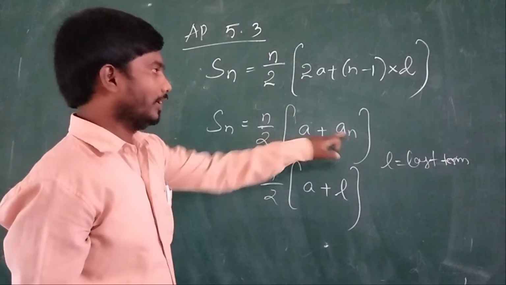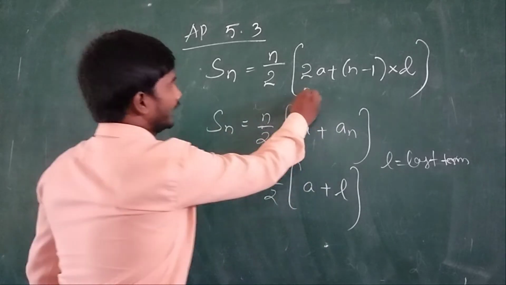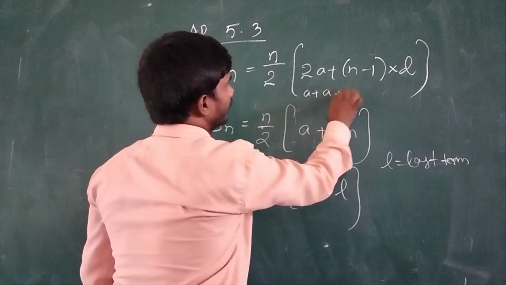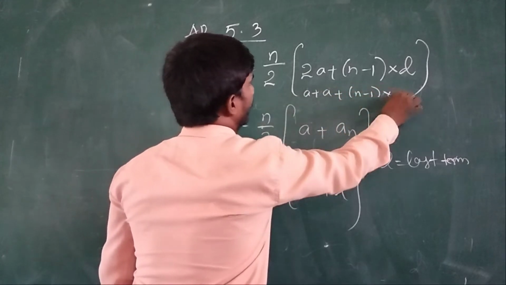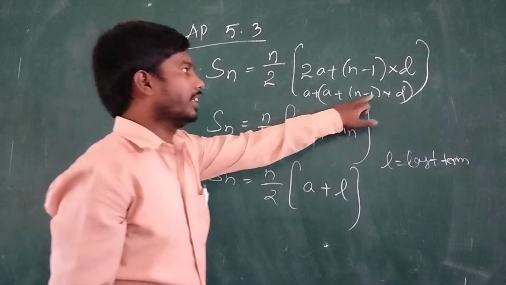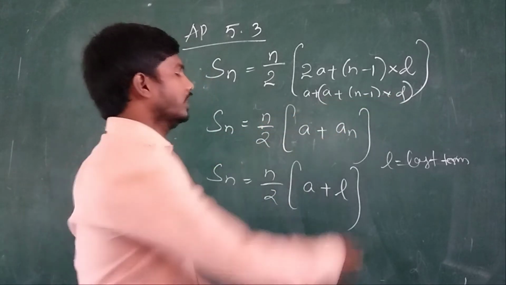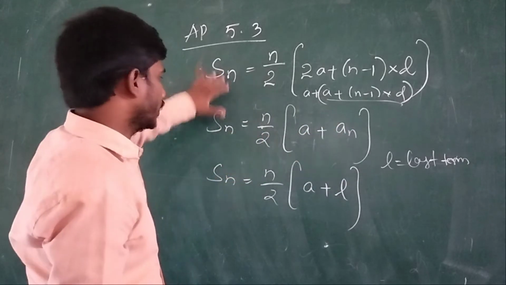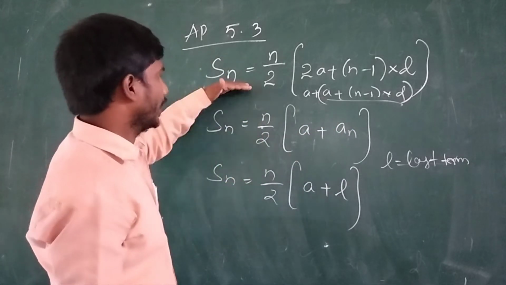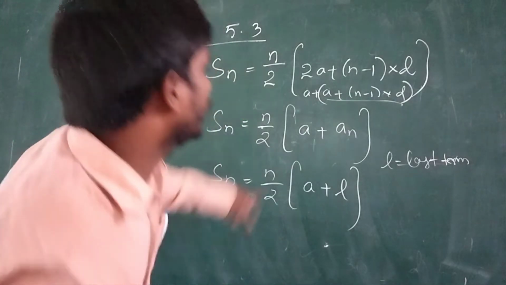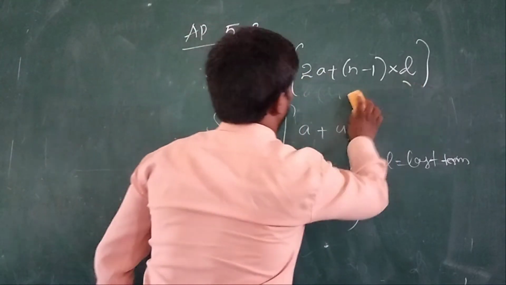So how did this a plus an come? See here, this 2a I am writing as a plus n minus 1 into d. What is this part? a plus n minus 1 into d is equal to an. So in place of this I substituted an. So these are the three main formulas. Sn is equal to n by 2 into 2a plus n minus 1 into d. This is the main important formula.